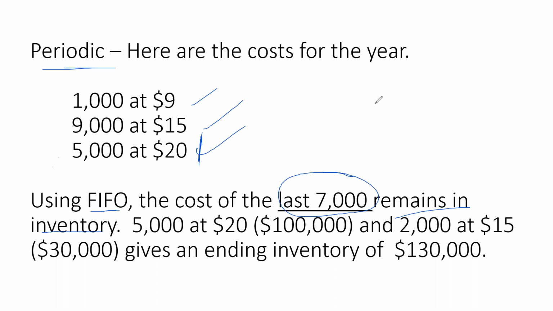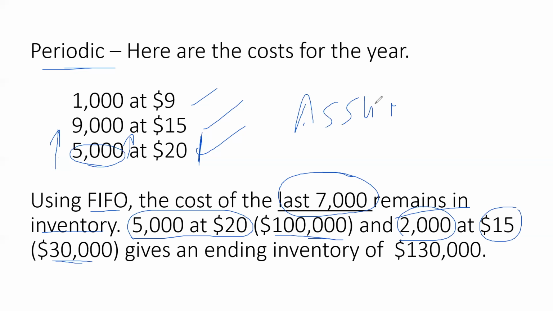And I always tell my class, you peel them this way in this case. This is what you've got left in this situation. You've got 5,000 left at $20. That's $100,000, but that's not going to cover the entire 7,000. So you assume 2,000 more from the next batch up, and they cost $15 a piece. That's $30,000. Your assumption, we do not know this for a fact.